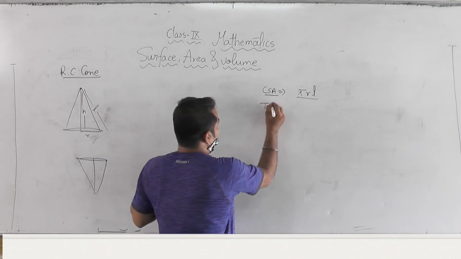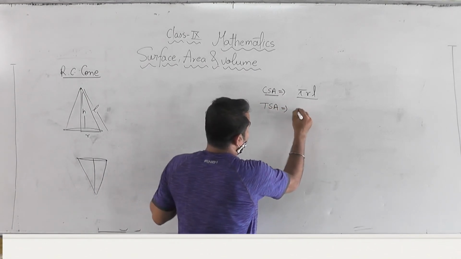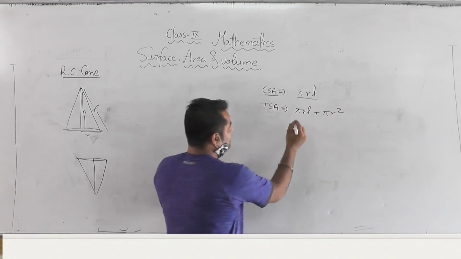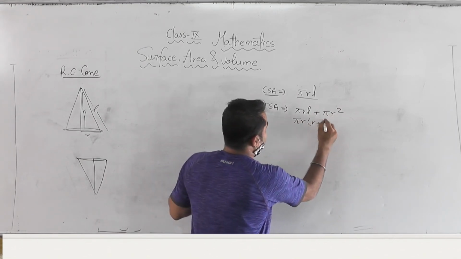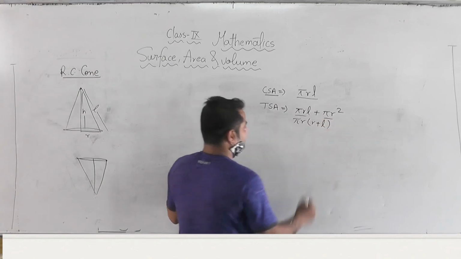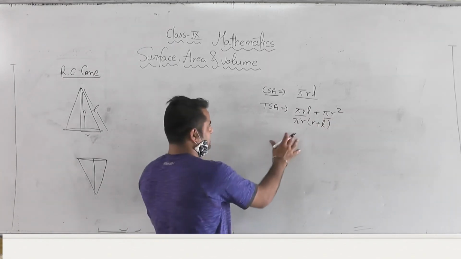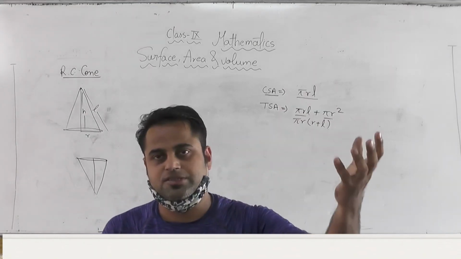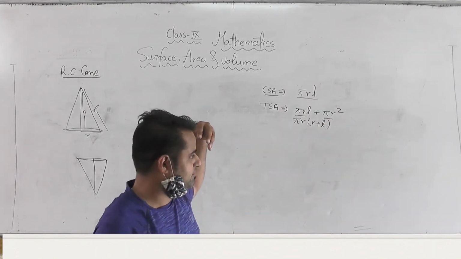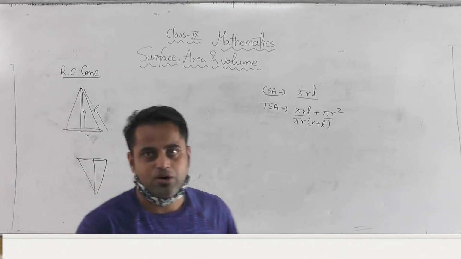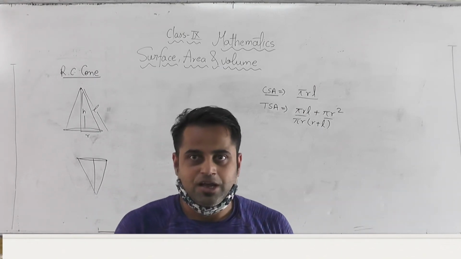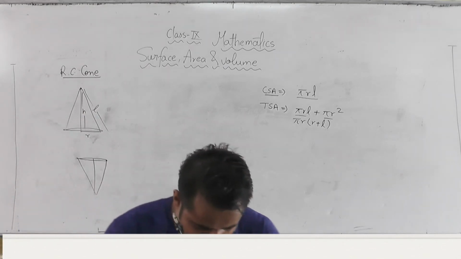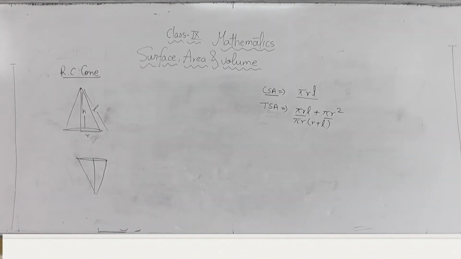When we talk about its TSA, in the TSA, pi R L will have one base, pi R square. So this becomes pi R plus L, taking pi R common. Right? This is the TSA. We will discuss the volume later, and then I will describe how to get the volume formula. Now let's see some questions based on the cone CSA and TSA. I will discuss only one or two examples.